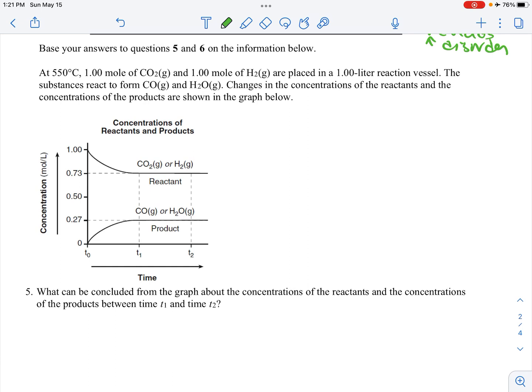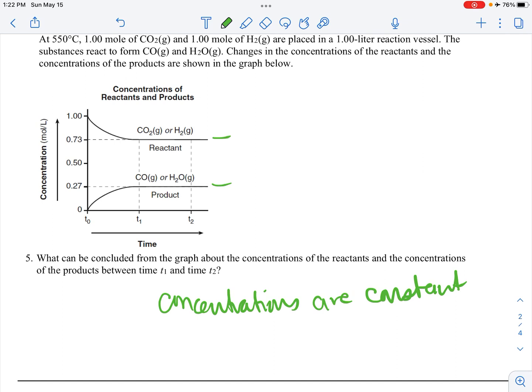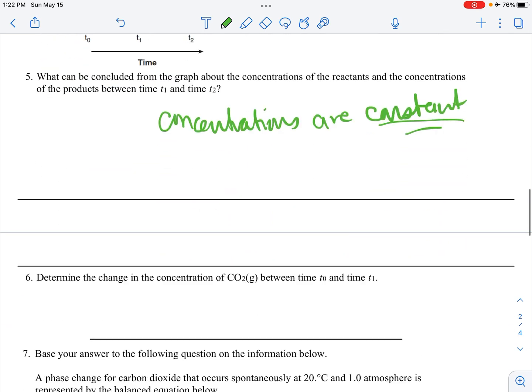It looks like the concentration will decrease for reactants, increase for products, until eventually they just flatline, which means stay the same. What can be concluded from the graph about the concentration of reactants and products between time T1 and T2? Concentrations are constant. Notice they're not equal. The product is at 0.27, the reactant is at 0.73. That's not the same, but notice how both of them don't change. So concentrations are constant. I would leave it at that.